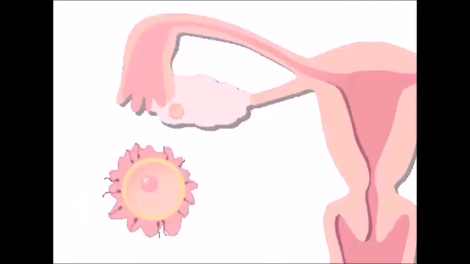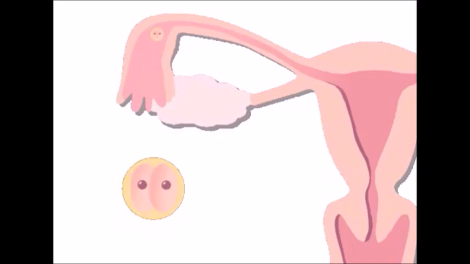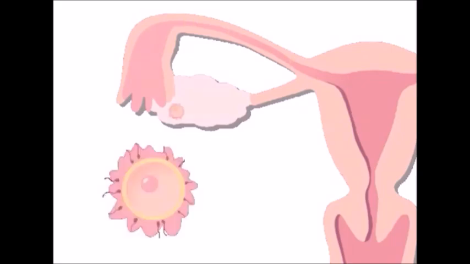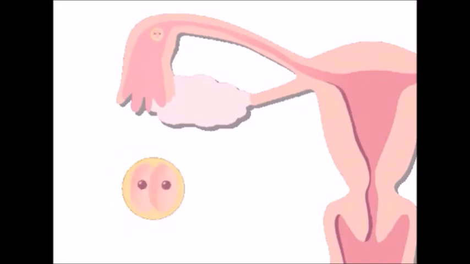Ovaries are the primary female sex organs that produce the female gamete, which we call ovum, and several steroid hormones, which are also called ovarian hormones. The ovaries are located one on each side of the lower abdomen.